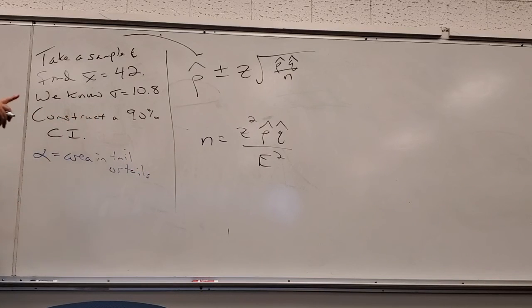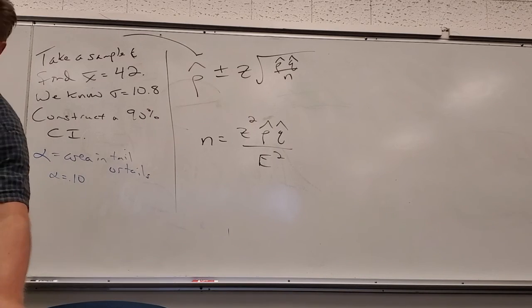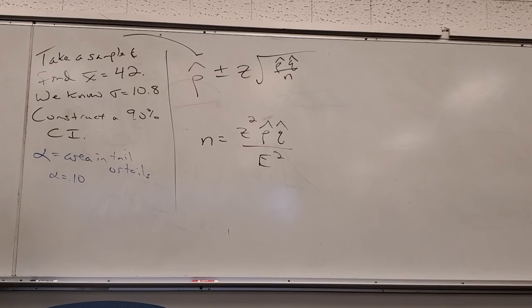So what would alpha be for this? If I'm making a 90% confidence interval, it's 10%, yes? You guys remember your little baby chart? On the z-score chart. Do you guys see the 0.10? What's the z-score that tells me? 1.645. You guys see that?